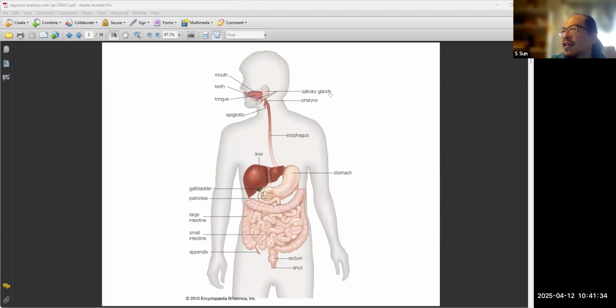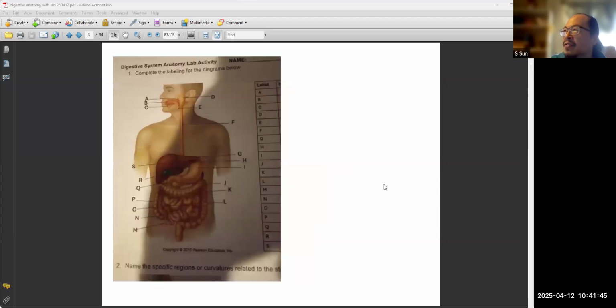There are three major salivary glands, and you can see that one around 1, 2, 3 right there. So that's C. Let me double check. I can look at the book, it's easier, it's more clear. Let me double check if that's what it's pointing at.